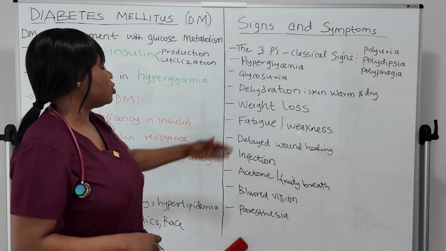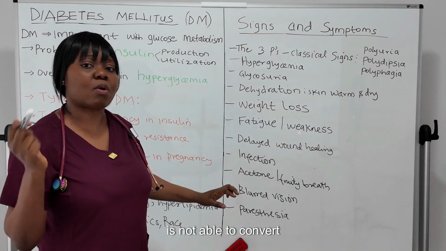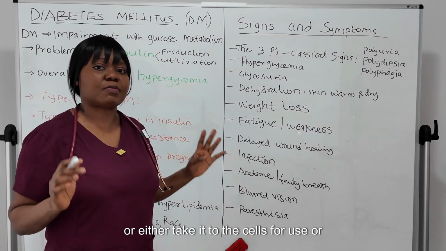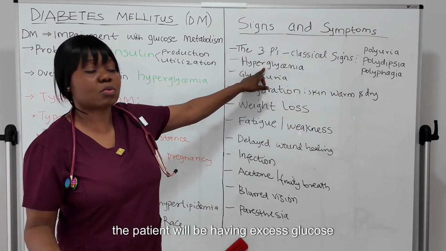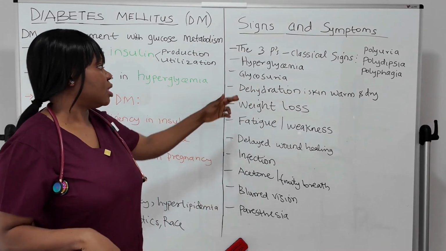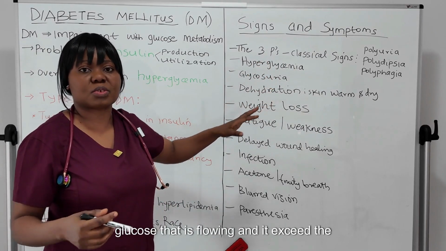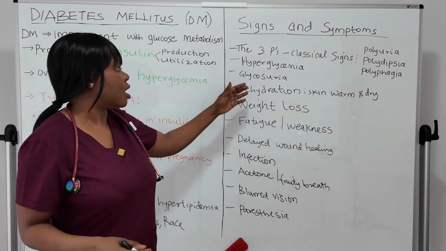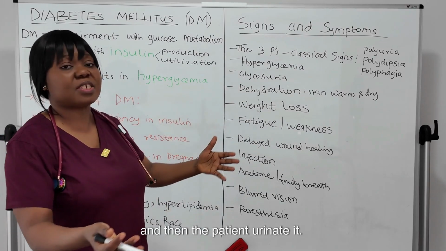So hyperglycemia, like I said, when insulin is not able to take glucose to the cells for use or store some of it in the body, the patient will have excess glucose in the blood. Glycosuria, that's glucose in the urine. That one is because the excessive glucose that is flowing exceeds the ability of the glomerulus to filter. So it begins to escape through the glomerulus, and then the patient urinates it.